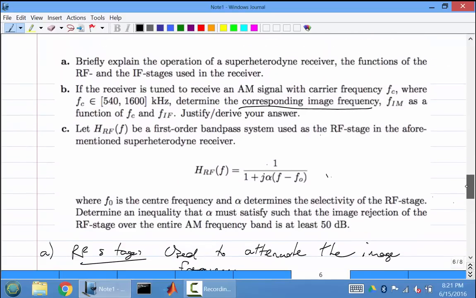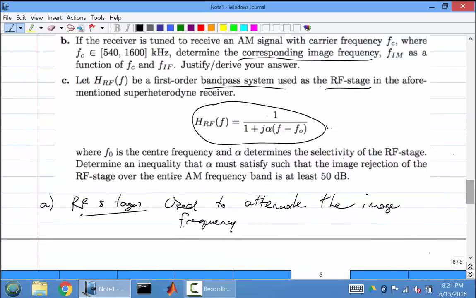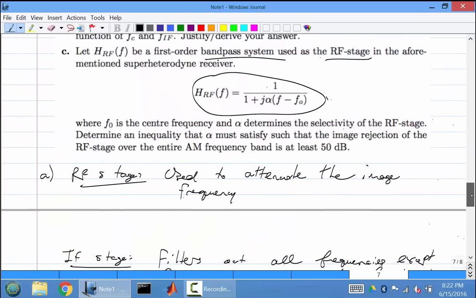Okay, so this is the RF stage. It is the bandpass filter that is defined by this transfer function, where FO is the center frequency and alpha determines the selectivity. Alpha is actually a constant. So we have to figure out an inequality where we make sure that the image rejection is at least 50 decibels. What this means is that when you select the desired frequency, it has to be 50 decibels above the image. So that's what they're asking for.